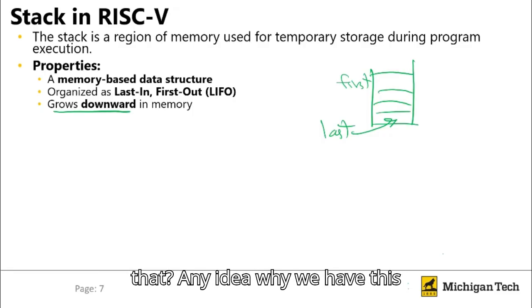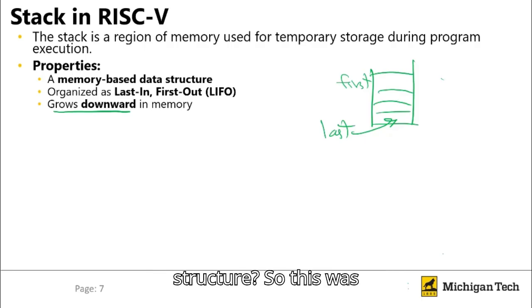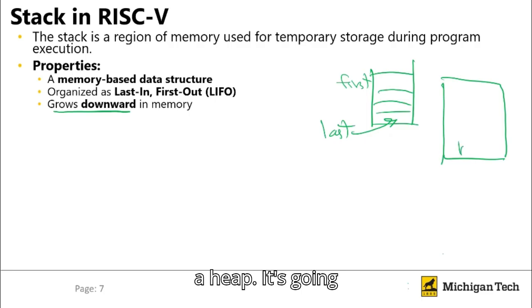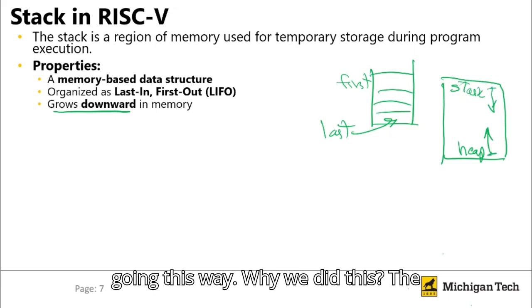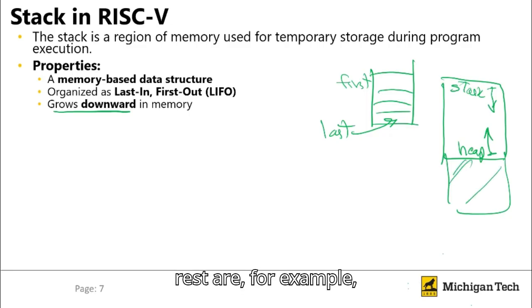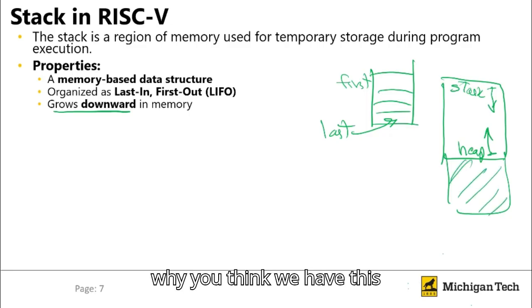Why do we do that? Any idea why we have this structure? So this was a heap. It's going this way, and a stack is going this way. Why did we do this? Why do you think we have this structure? Why is a stack downward and a heap upward?